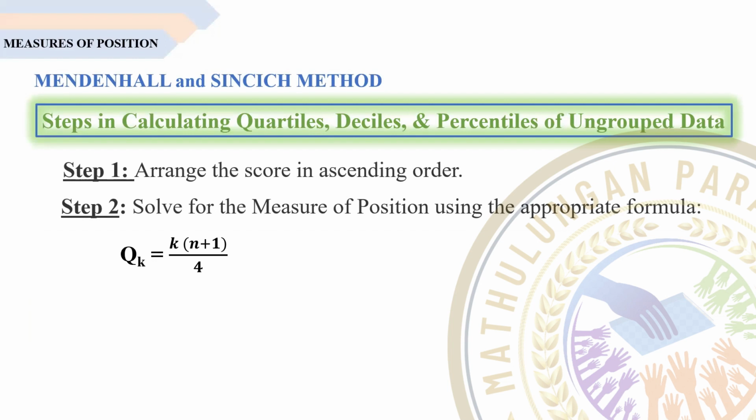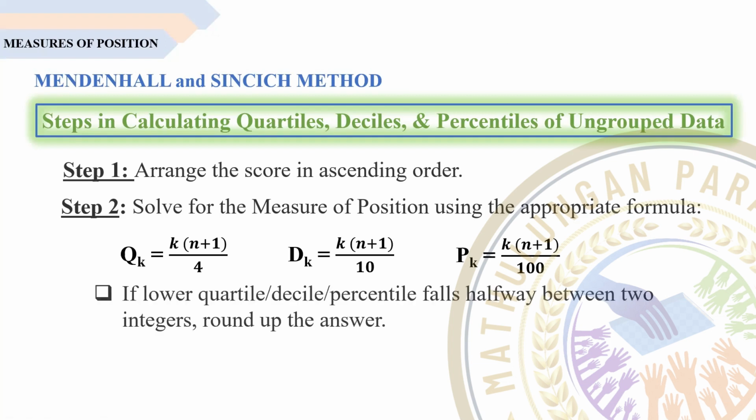Kung quartile ang ating hinahanap, ang ating formula na gagamitin ay Q sub k is equal to k times the quantity of n plus 1 all over 4. Kapag deciles naman ang ating hinahanap, D sub k is equal to k times n plus 1 all over 10. At kung percentile naman ang ating hinahanap, ang gagamitin nating formula ay P sub k is equal to k times n plus 1 all over 100.